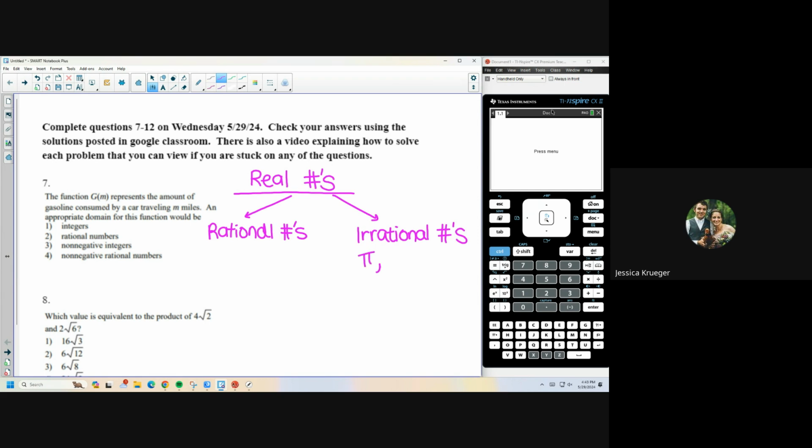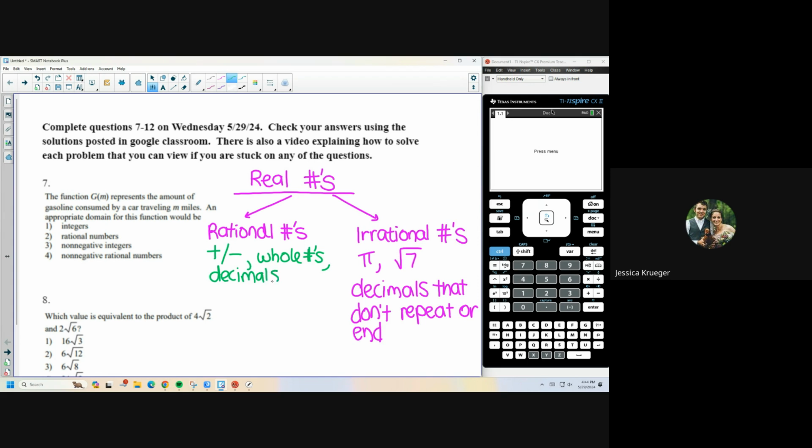Irrational numbers are things like pi, square root of 7. These are decimals that do not repeat or end. Rational numbers are positive or negative. They can be whole numbers, decimals, as long as the decimals repeat or end, and fractions.